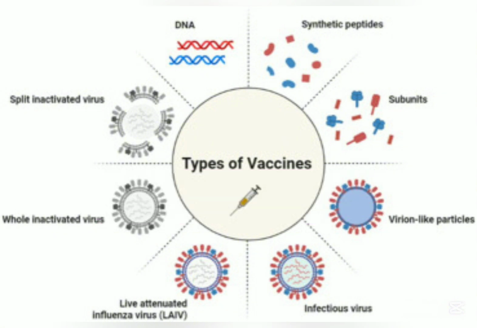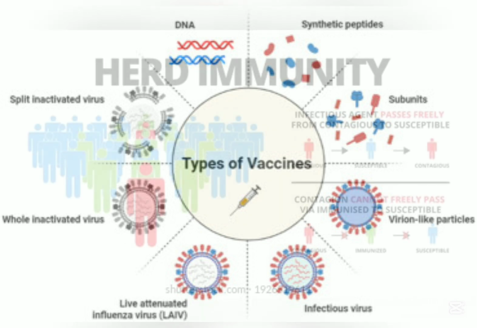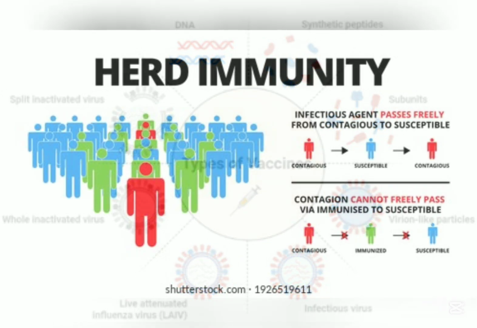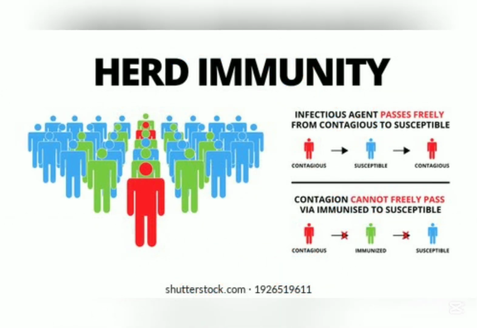Our next question is how does herd immunity contribute to disease prevention? First of all, herd immunity refers to a form of indirect protection from infectious diseases that occurs when a large percent of the population becomes immune to the disease, either through vaccination or previous infection. How does it contribute to disease prevention?